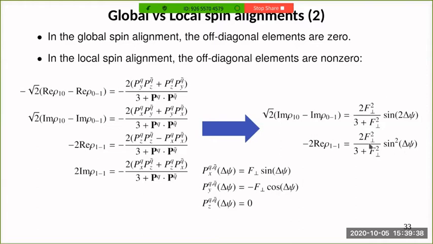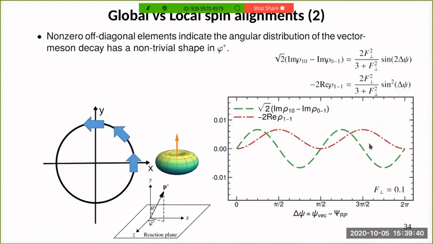So what is the meaning of non-zero elements in the spin density matrix? The non-zero off-diagonal elements indicate that the angular distribution of the vector meson decay has a non-trivial shape in the phi star angle. Here, the phi star angle is an angle circling around the y direction. To understand this, let us look at the spin polarization here.